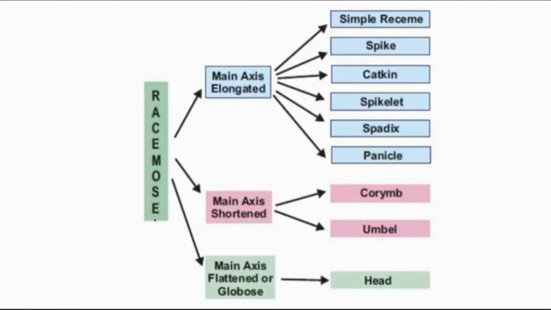Inflorescence has two types, racemose and cymose. In racemose type of inflorescence, it is categorized into three different parts. That is, main axis elongated, main axis shortened in racemose type, and main axis flattened. So in the main axis elongated type, there are many different types of names given to that inflorescence. So we can see each one in detail.